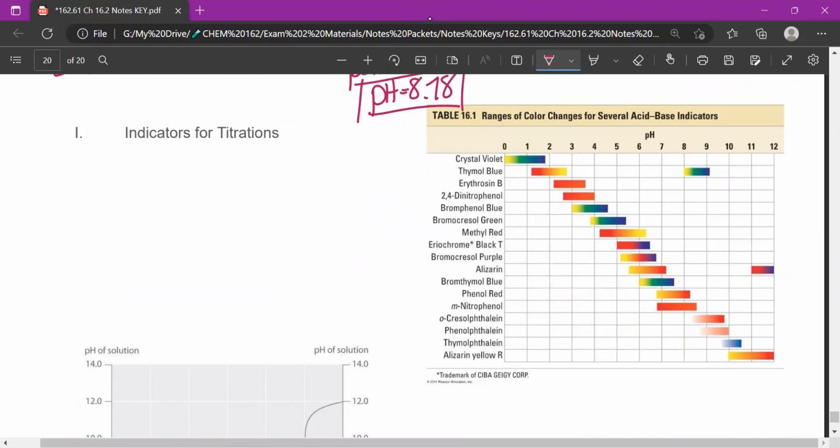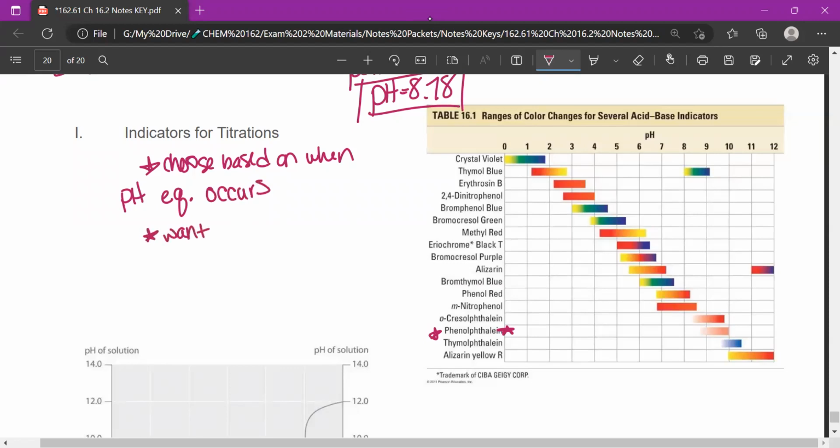Okay, so how do we choose which one is best? And why do we use phenolphthalein, this guy, most of the time? Okay, so essentially you want to choose based on when the pH equilibrium or equivalence point occurs. Okay, the important thing is we want it to change after the equivalence point, because of that whole inflection thing.